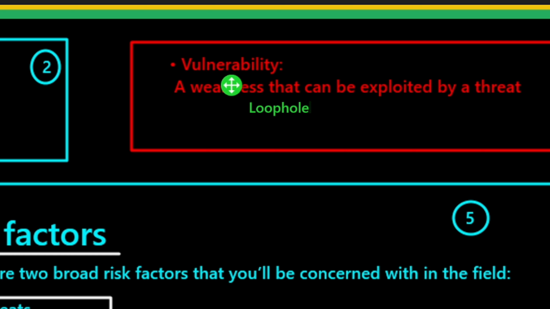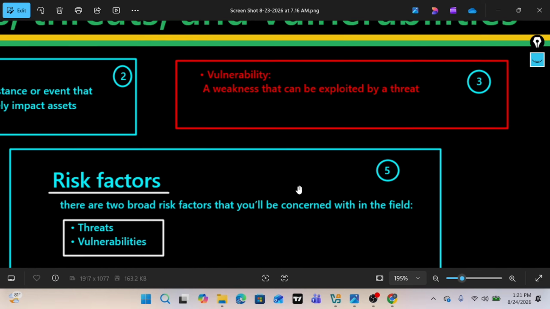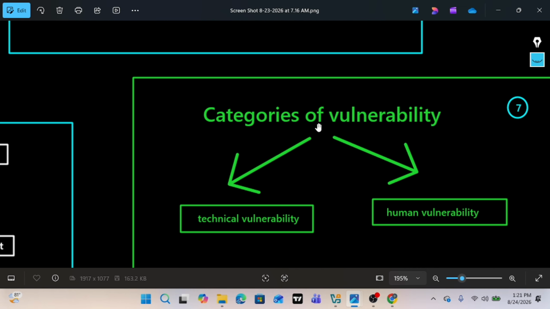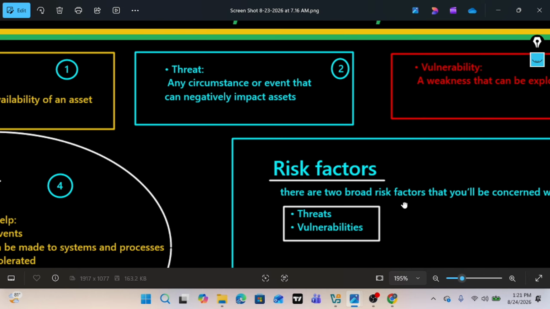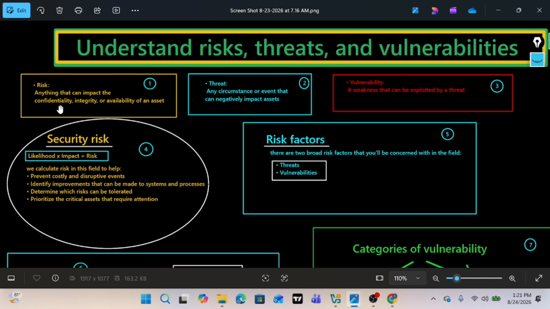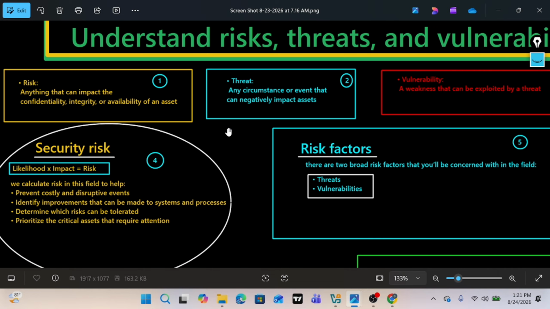And this weakness can be of different categories. We have different categories of this weakness. We can look at it here. We have the technical vulnerability and the human vulnerability. But before we go there, at least we've seen how risk, threats, and vulnerability are interwoven. We've seen how assets, threats, and vulnerability are interwoven. I said asset, anything that has value.